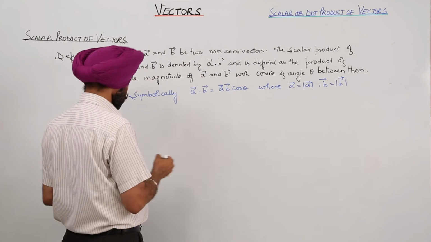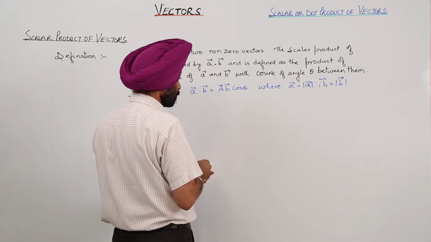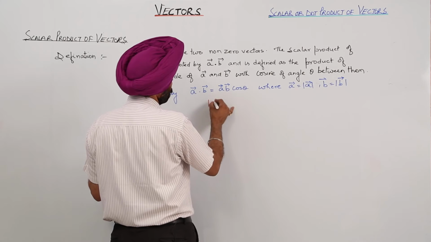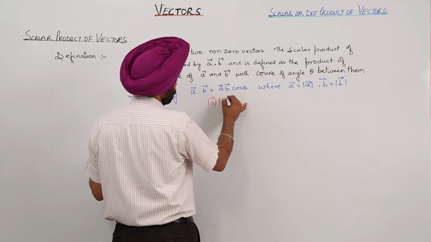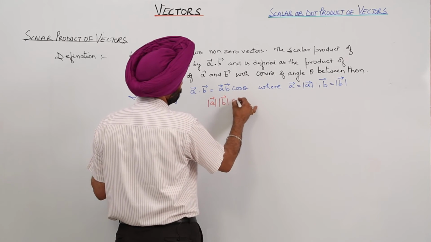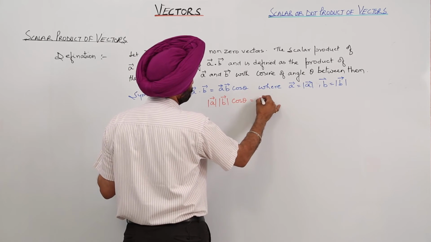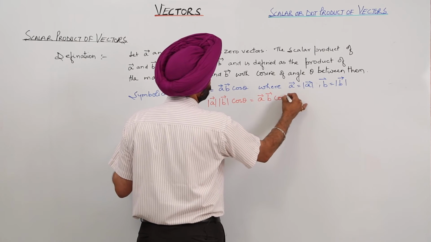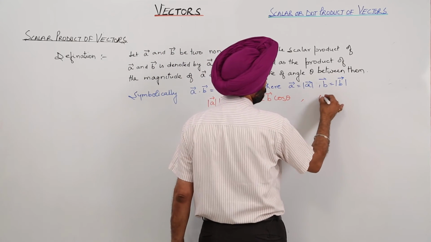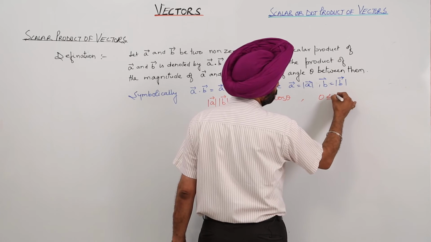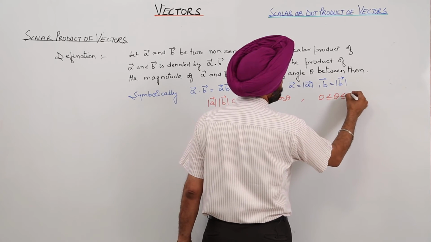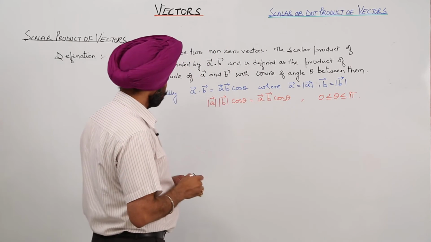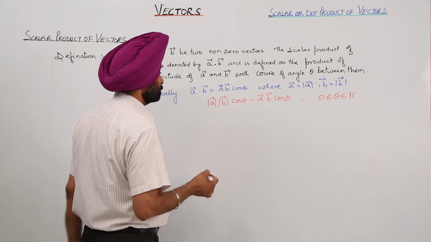Okay, so now the main thing is, how are we writing it? We are writing it magnitude of vector A, magnitude of vector B cos theta, is equal to vector A, vector B cos theta, where 0 is less than or equal to theta is less than or equal to pi. Is it clear?